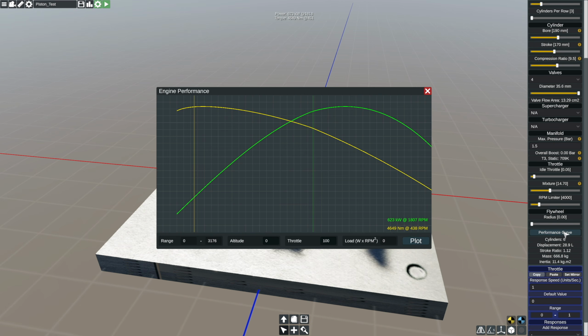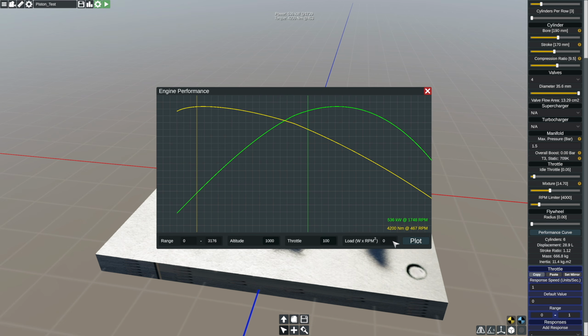One of the most important aspects of your engine is the power curve plot. This shows the power and torque curves at varying RPMs. You can also see how your engine's power and torque change with altitude. This plot is invaluable for determining the RPM the engine should operate at.